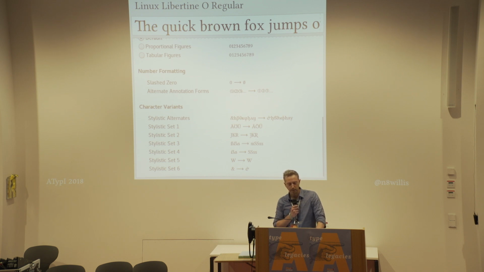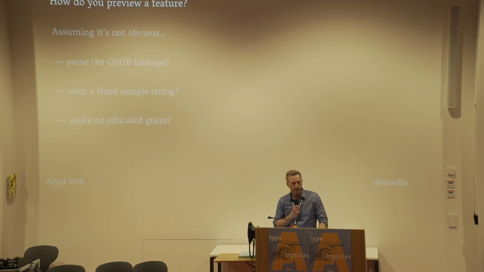GTK wants these preview strings to be useful, not just technically accurate. You don't have a lot of options. You could either try and parse the whole lookup or take an educated guess at a relevant word, but if you don't do that, then you have to use some sort of sample.